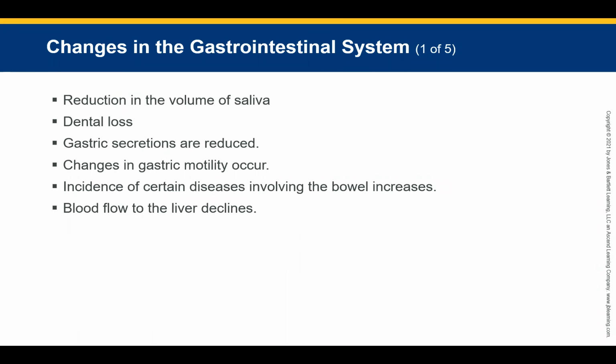Gastric secretions are reduced as a person ages, so it's harder for them to digest things. The incidence of certain diseases involving the bowel increases as a person grows older. Blood flow to the liver declines and enzyme activity slows. So we know that they may have some more blood infections. All these things catch their attention. They need to go to the doctor more often. They start to have more prescriptions.